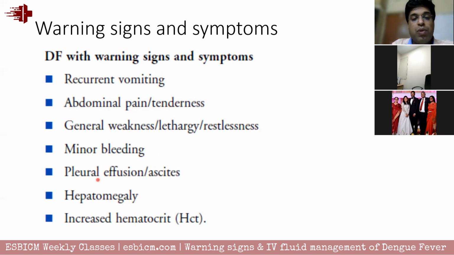Minor bleeding, such as slight urine bleed, slight upper GI bleed or conjunctival hemorrhages, comes under minor bleed. Pleural effusion and ascites, you will see when the patient lands in the ICU or hospitalization. Hepatomegaly, increasing hematocrit. These are all signs that should be picked up early. Any signs of leaky capillary syndrome should be treated immediately, meaning the fluid is not remaining in the intravascular compartment, it is going into the extravascular compartment. So you need to keep a balance between crystalloids and colloids.